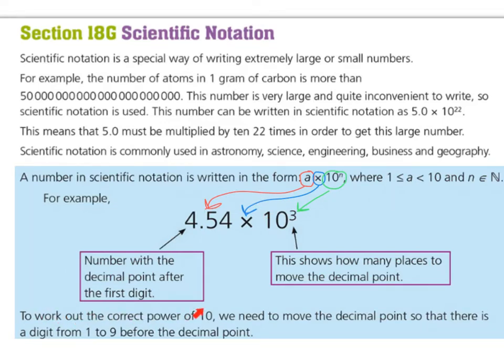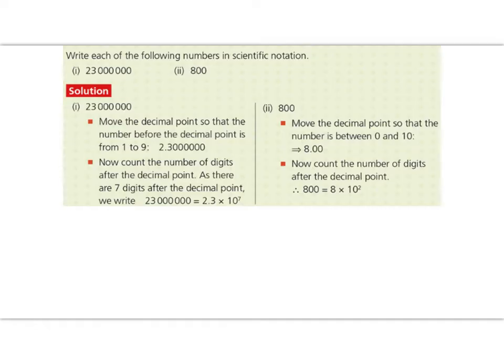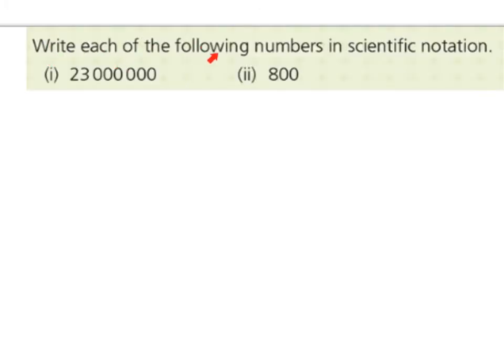To work out the correct power of 10, we need to move the decimal point so that there is a digit from 1 to 9 before the decimal point. So this is if we were going from a large number into scientific notation. So let's have a look at some examples. Write each of the following numbers in scientific notation.